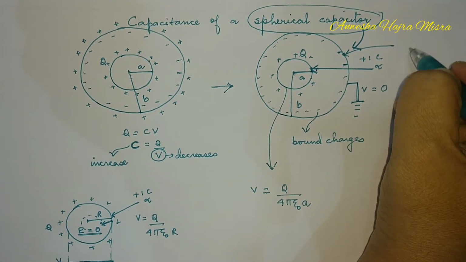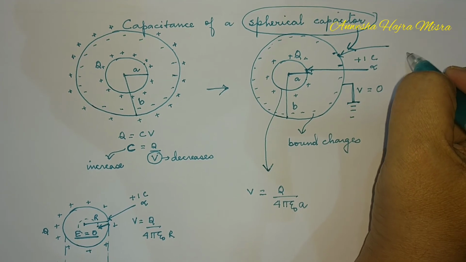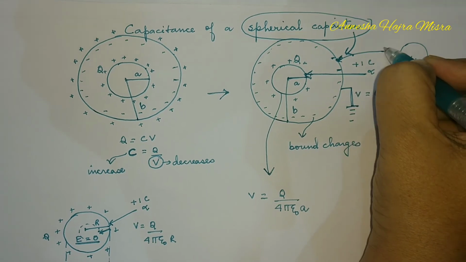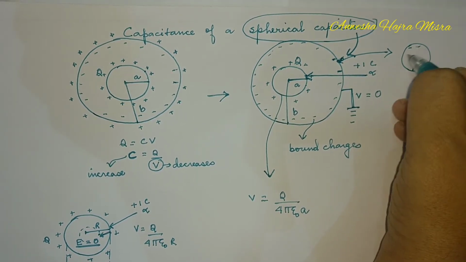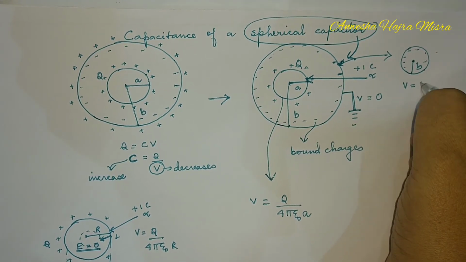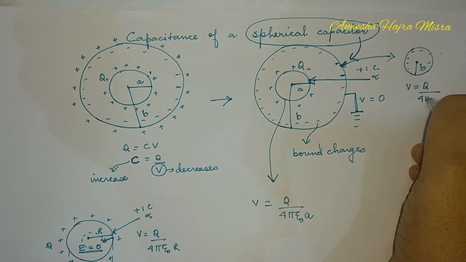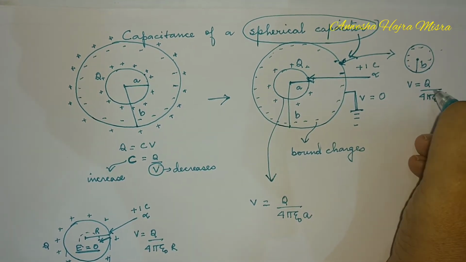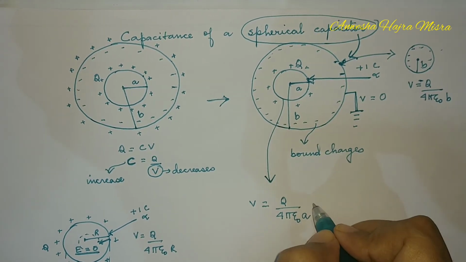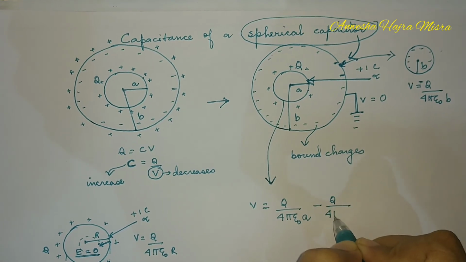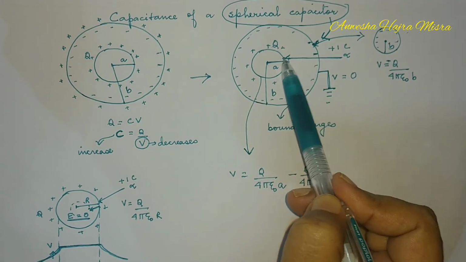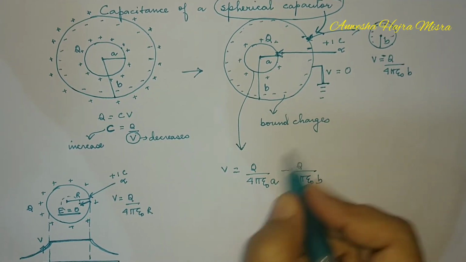Suppose it was not earthed and you had a negative charge, then the potential on and inside would have been q by 4 pi epsilon naught b. Due to the negative charge, there is a minus. So for the minus charge, I have minus q by 4 pi epsilon naught b. For this sphere, on and inside, potential remains the same.